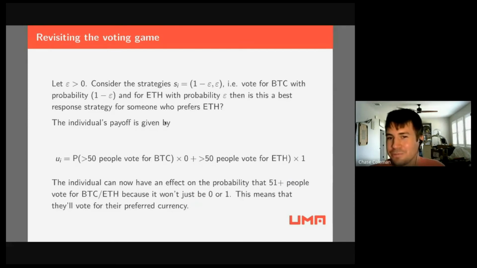But now each person could accidentally vote for a different outcome. So in the case where we have 100 people voting for Bitcoin, every person could probabilistically accidentally vote for ETH. And because of that, if you prefer ETH, what's your individual payoff? It's the probability that more than 50 people vote for Bitcoin times 0, plus the probability that more than 50 people vote for ETH times 1. Now, by maximizing the probability that you vote for ETH, you actually can increase the probability that ETH is the winner. And so this eliminates all of these quote unquote unnatural strategies where people are voting for something that they don't prefer.